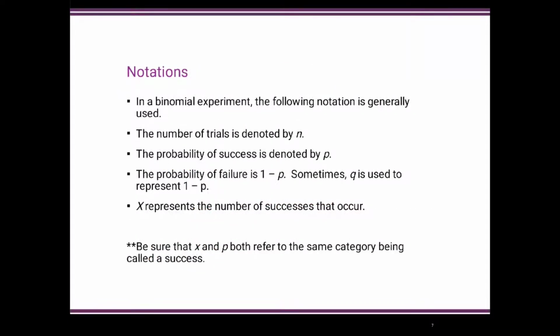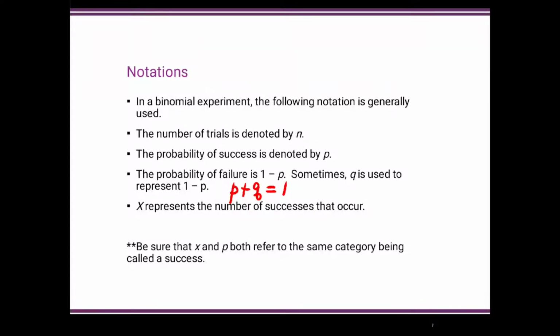Okay, these are the notations. In a binomial experiment, the following notation is generally used. The number of trials is denoted by n. The probability of success is denoted by p. The probability of failure is 1 minus p. Sometimes q is used to represent 1 minus p. Basically, probability of success plus probability of failure is 1.